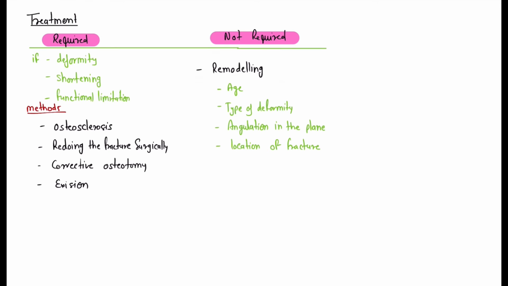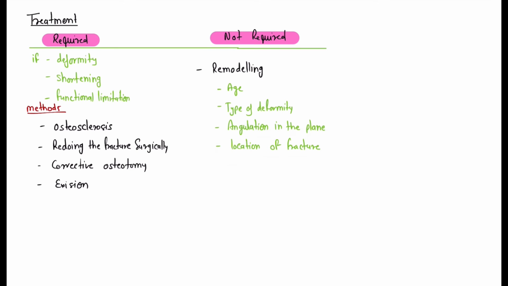And what are the factors which will affect remodeling? These are age. If the patient is a child, it is more likely to get remodeling as soon as possible. But if it is an adult, then it is very unlikely to remodel, or it will take more time. Then the type of deformity, then angulation in the plane, then location of the fracture.